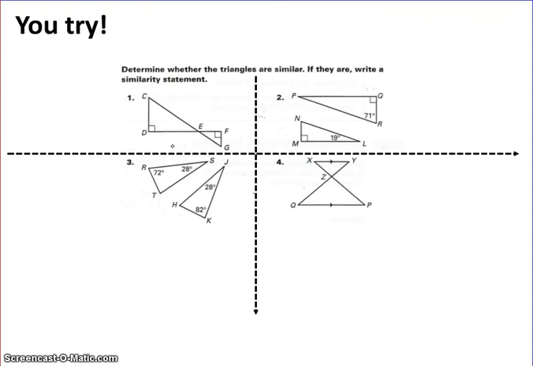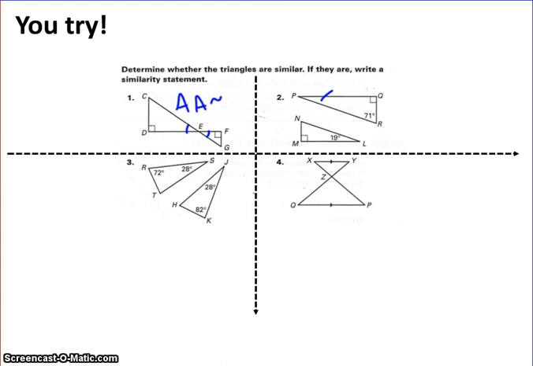Alright, so you should have your problems completed. If not, you should not have unpaused your video. Alright, so what I have here, these two angles are congruent by the vertical angle theorem. So that means the two triangles are similar by angle-angle similarity because I have two pairs of angles congruent.